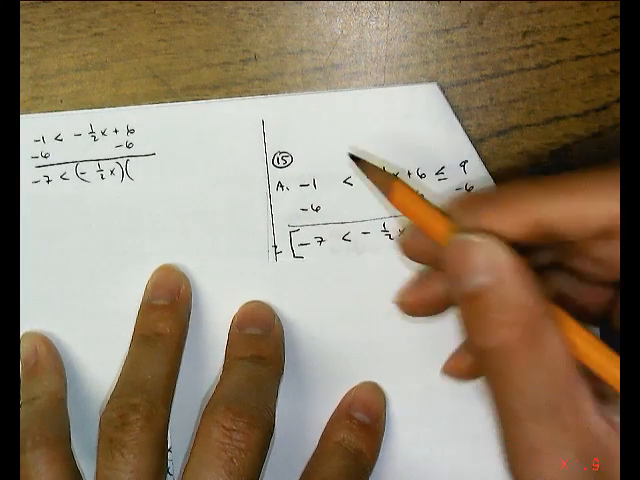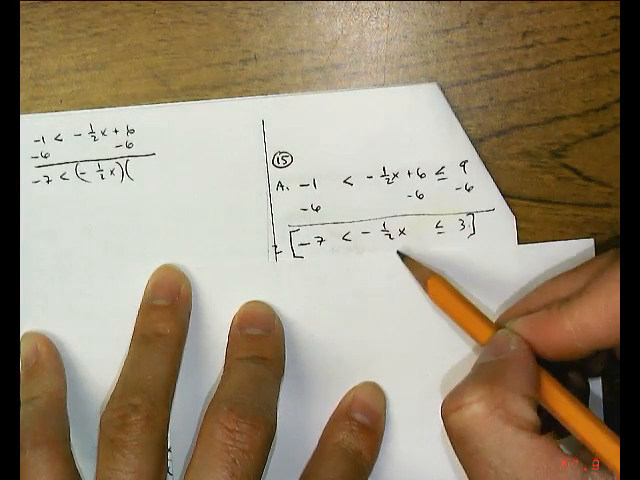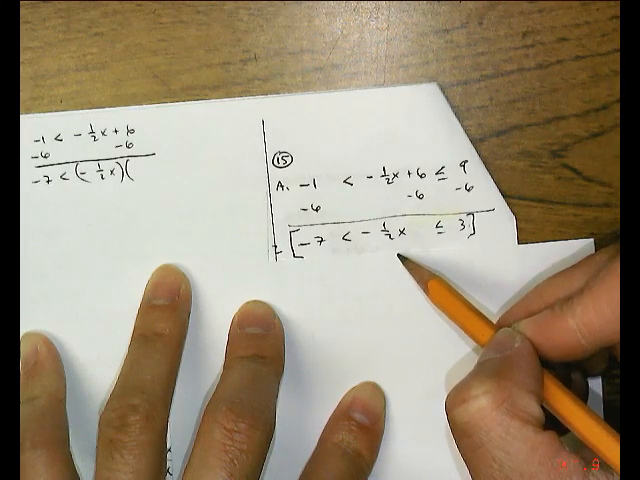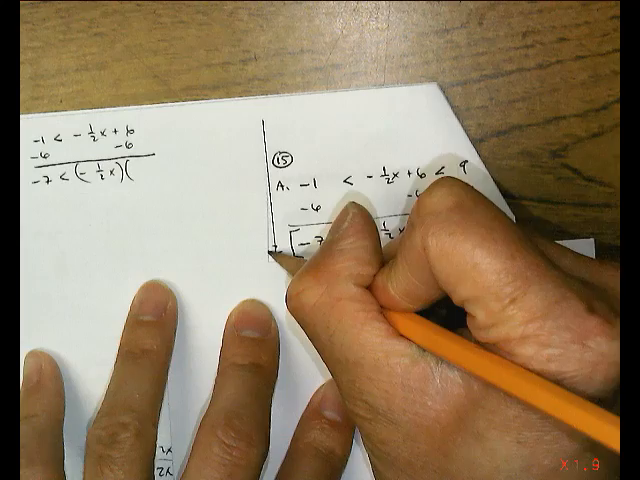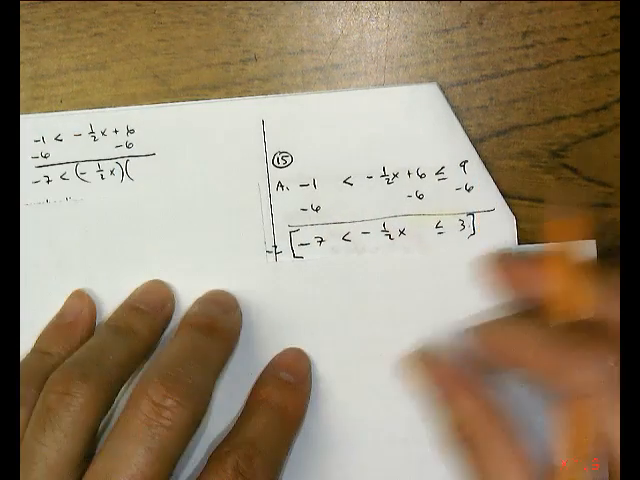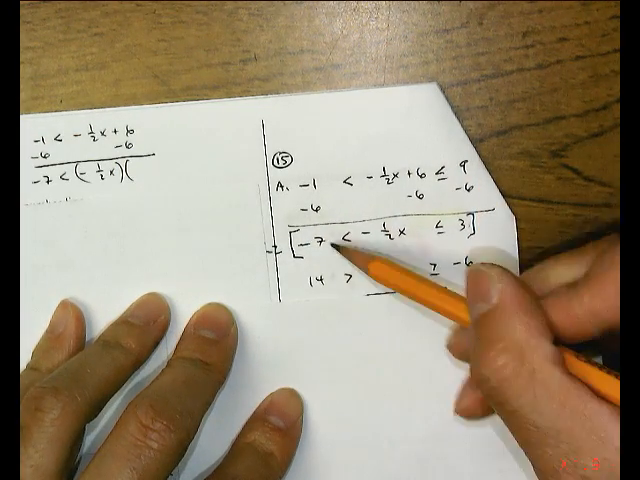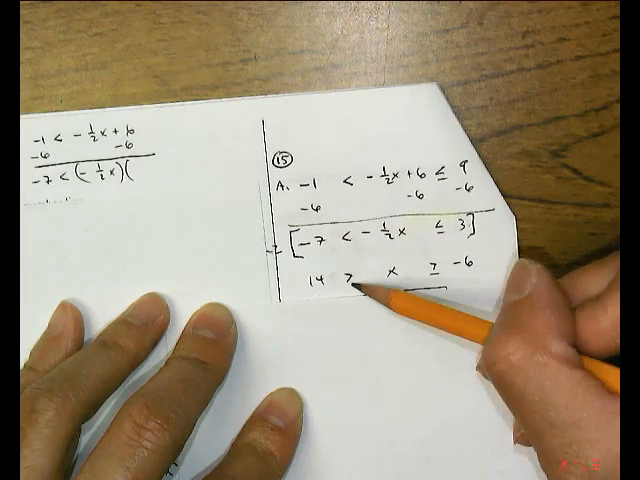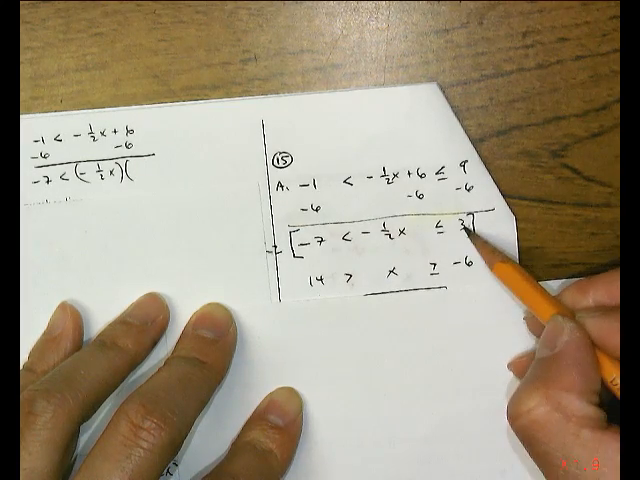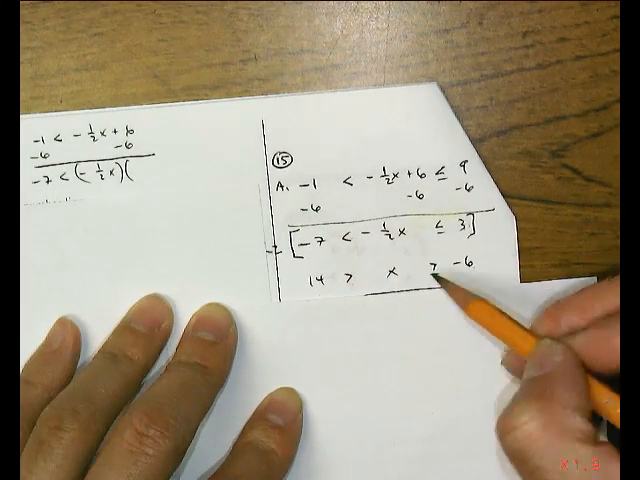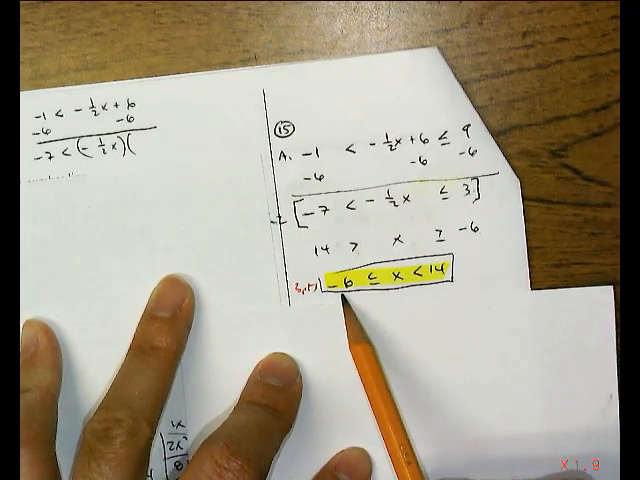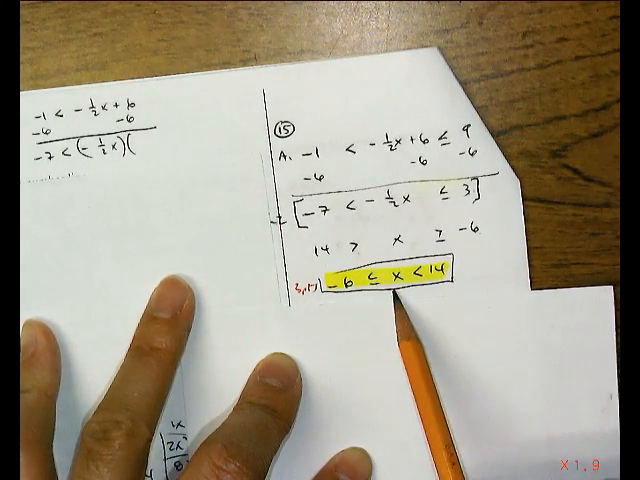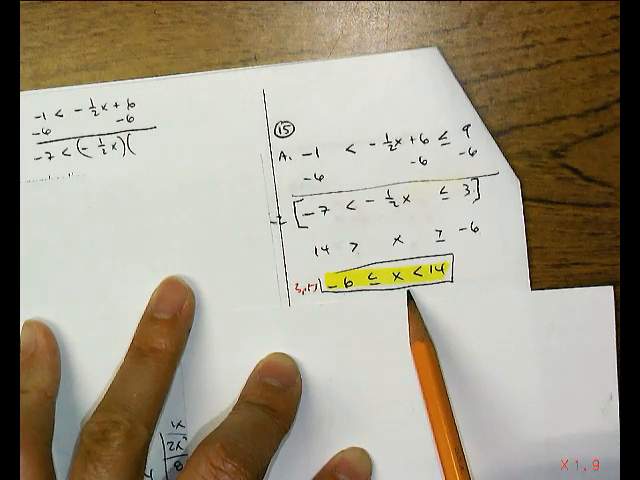Now, to remove this negative 1/2, I'm going to multiply by negative 2 on this side and this side. Remember, when you multiply by negative 2 here, that's a negative there, you're going to flip the inequality sign. So that becomes 14, and you flip it. Same thing here. Multiply by negative 2, flip it, and this is your answer. You put the smaller number on the left, larger number on the right, variable in the middle. Negative 6 is less than or equal to x, less than 14.